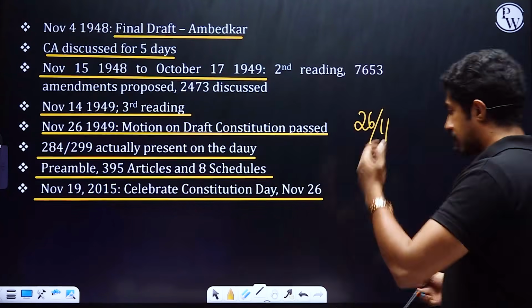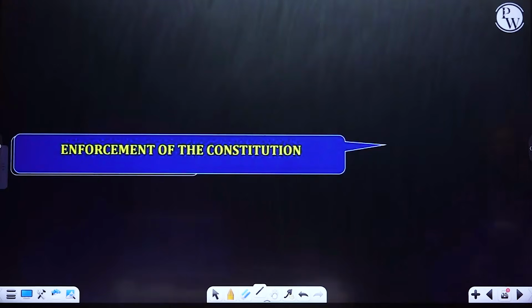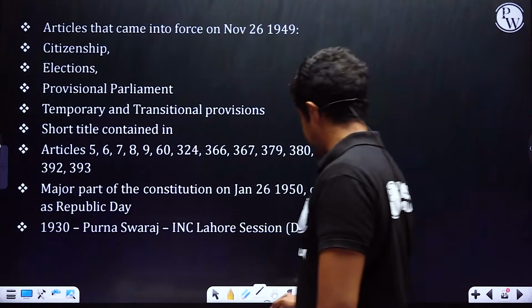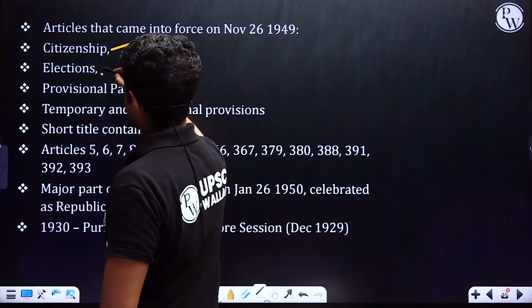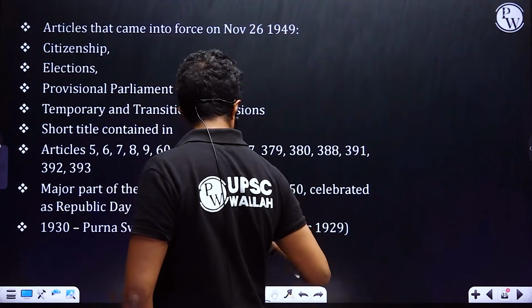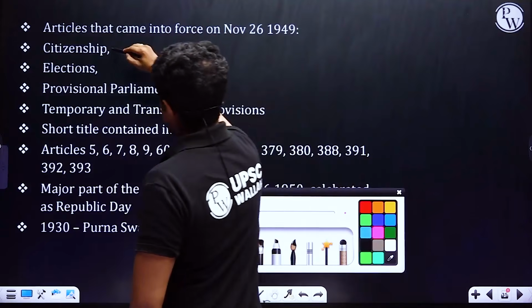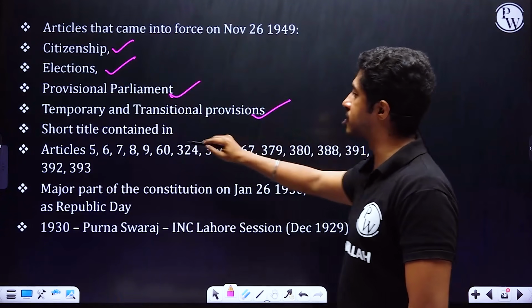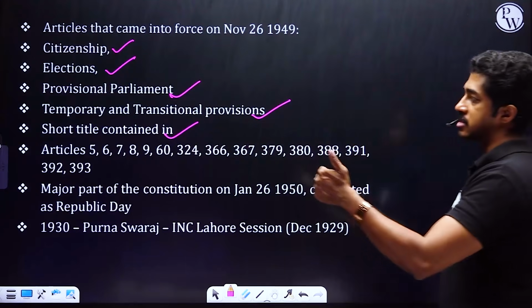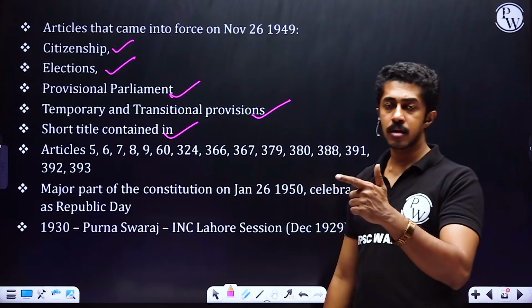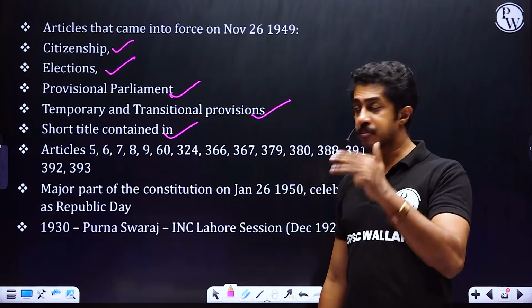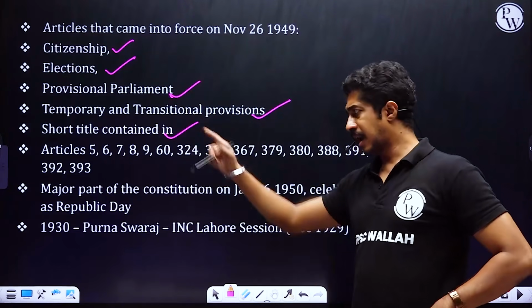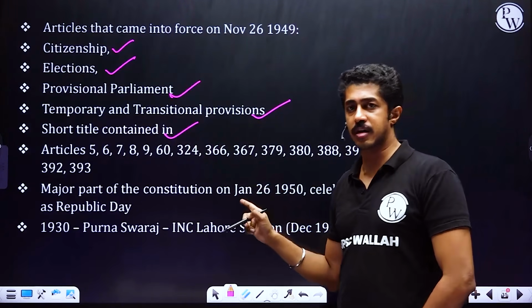All right, people, taking it further forward, enforcement of the Constitution. Articles that came into force on November 26, 1949 dealt with citizenship, elections, provisional parliament, temporary and transitional provisions, and short title. 5 things. Articles associated with it, I have mentioned it here.